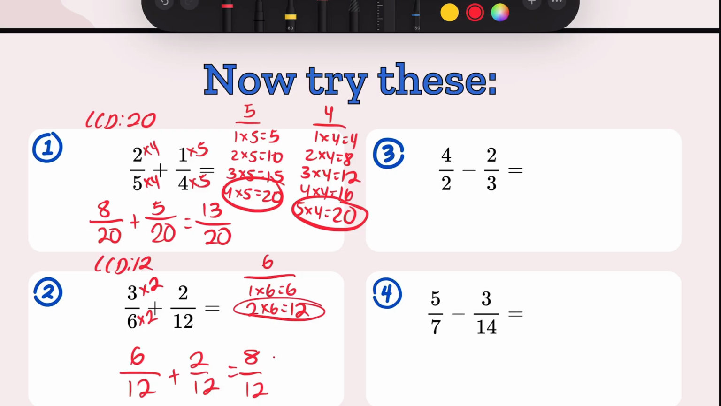And I could simplify this. I could simplify both by dividing by 4. 8 divided by 4 is 2, and 12 divided by 4 is 3. Therefore, my final answer would be 2 over 3.